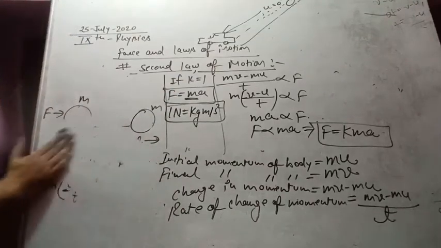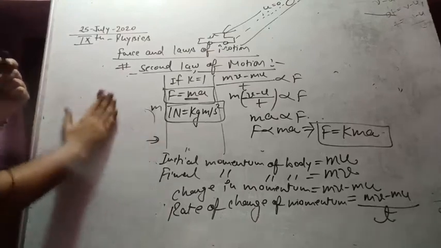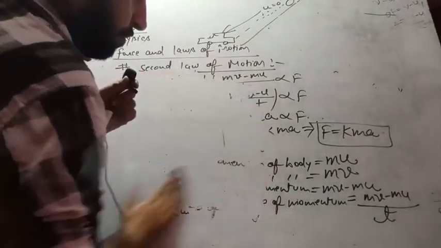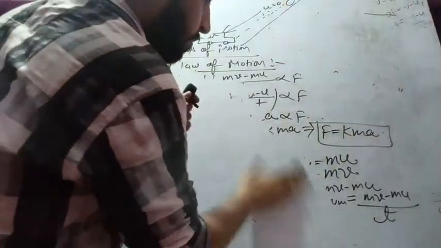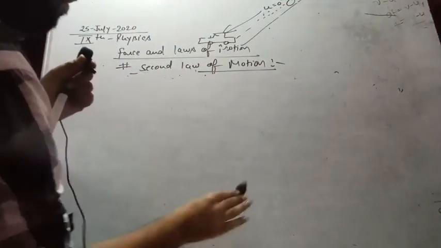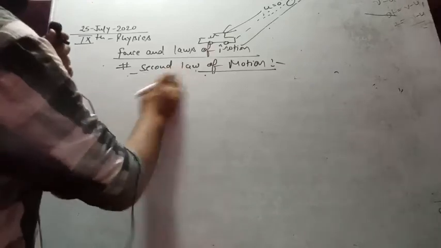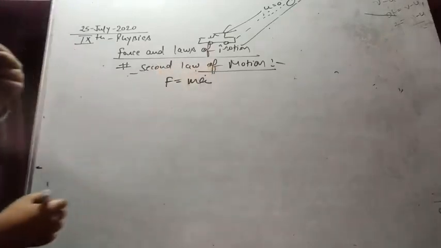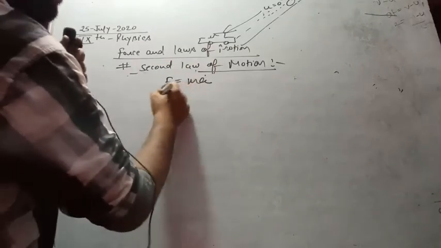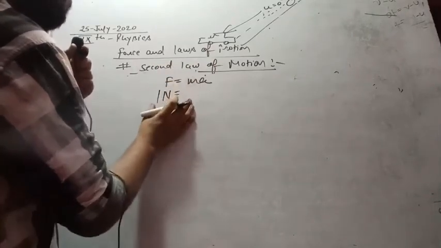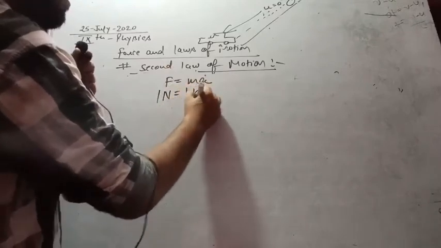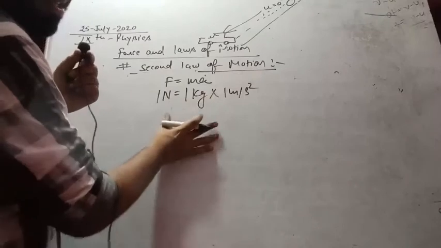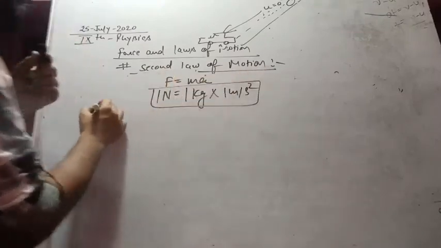So I am erasing this and we will discuss the definition of 1 Newton now. How to define 1 Newton? So F is equal to ma. Force is equal to the product of mass and acceleration. So I am defining 1 Newton. When will the force be 1 Newton? If the mass is 1 kg and acceleration is 1 meter per second square, then the force will be 1 Newton. So this is how we will define 1 Newton.